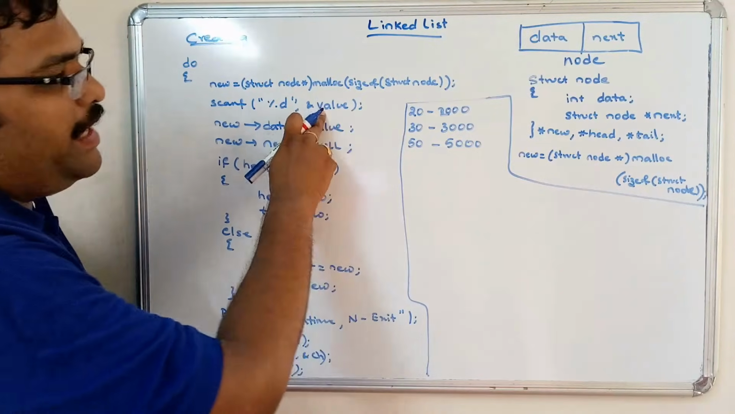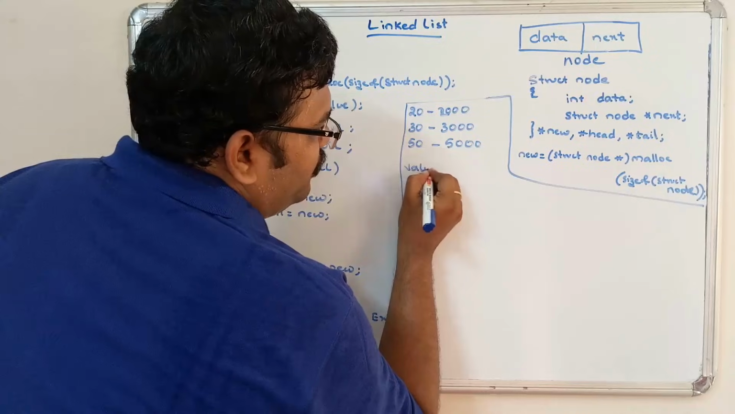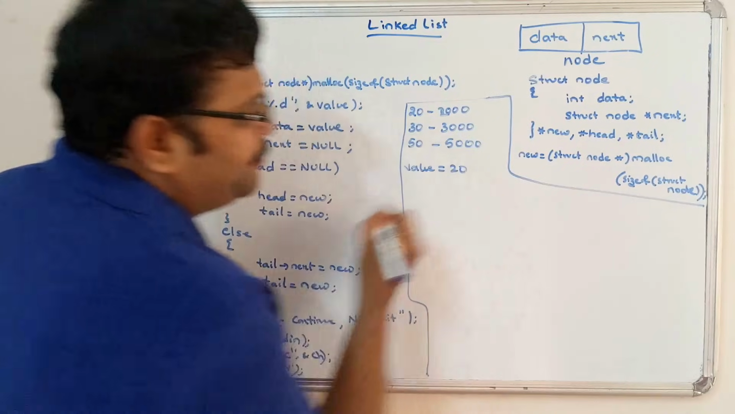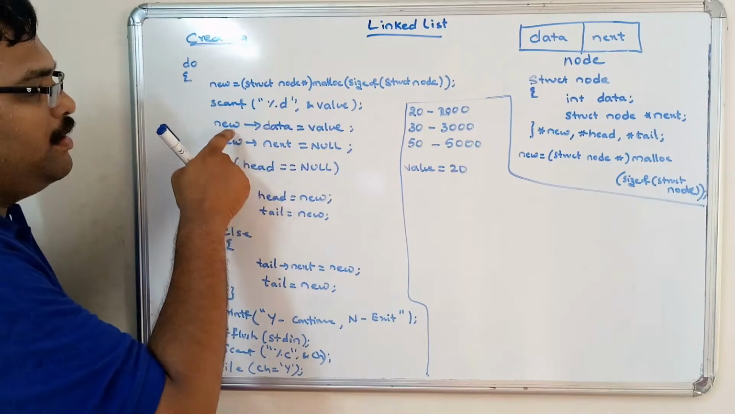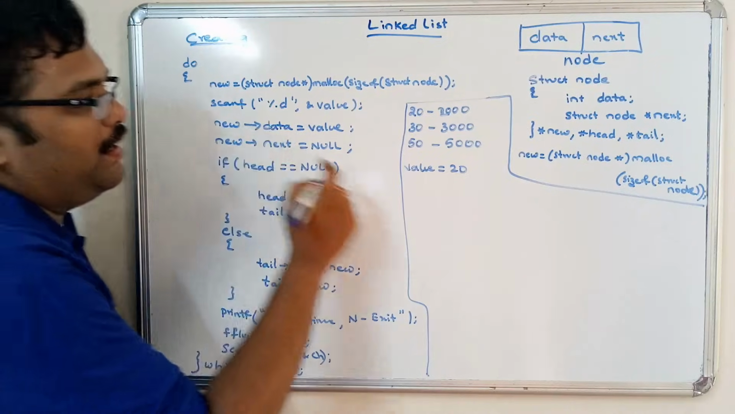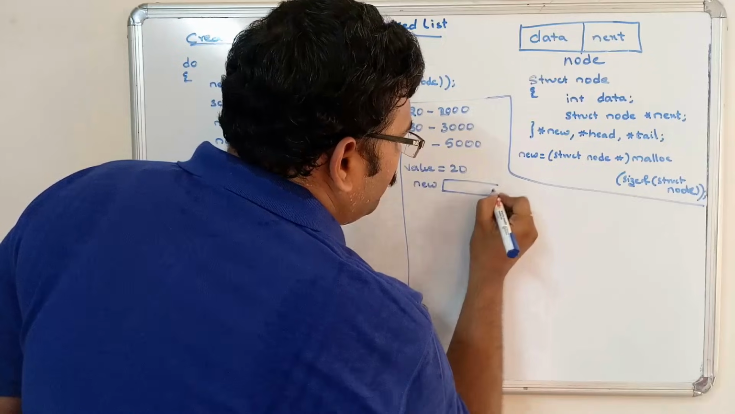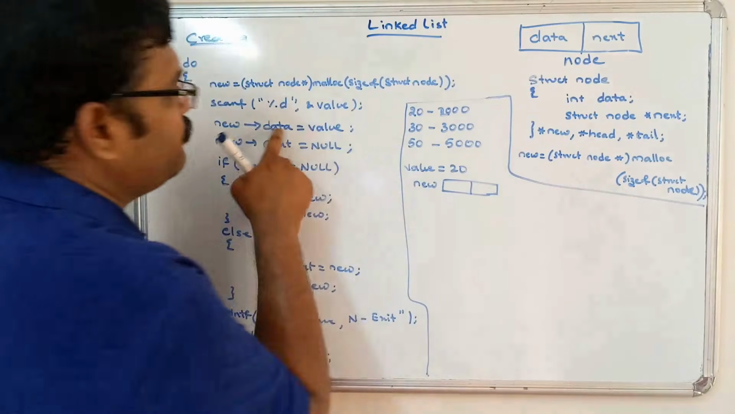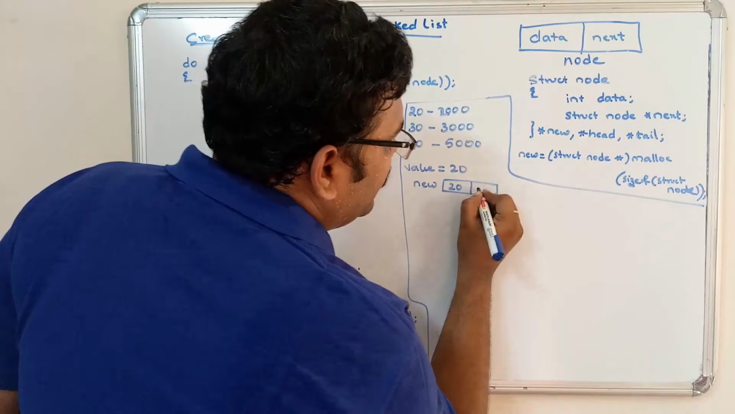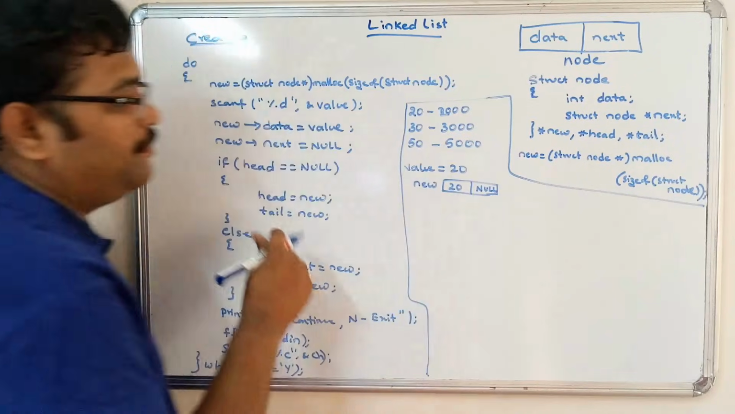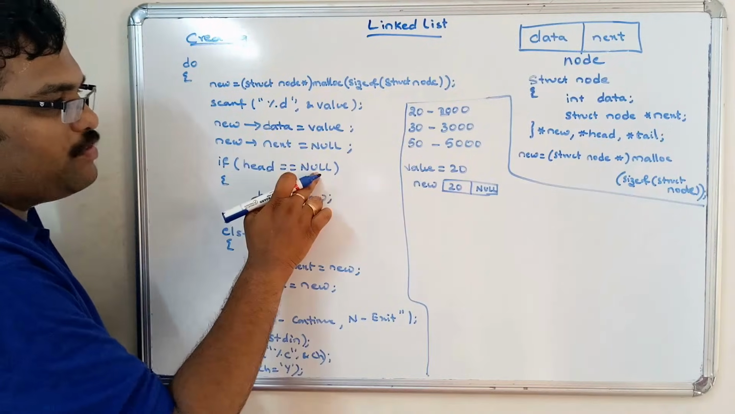First, take the value. So value is equal to 20. Now new of data. So new consists of data is equal to value. That means here 20, here it will be null. Next, head is equal to null.